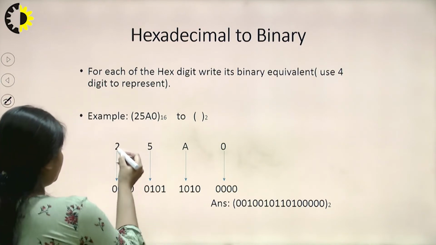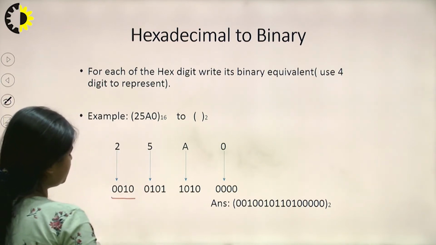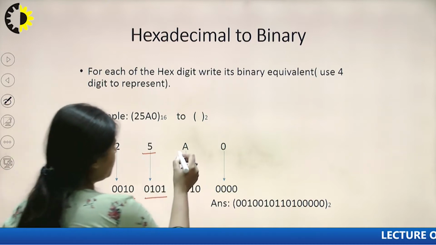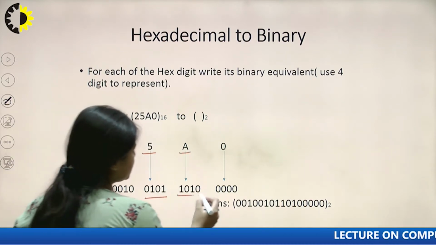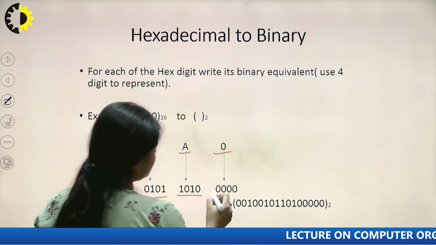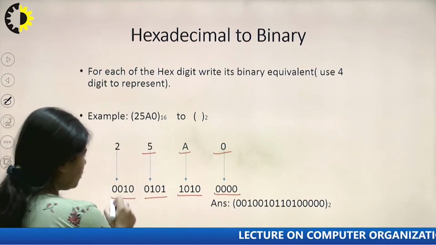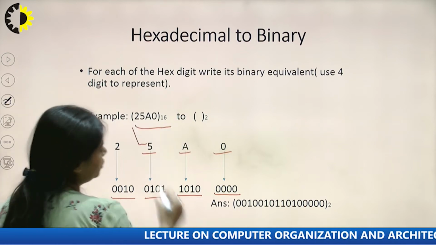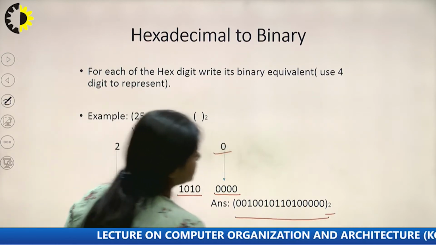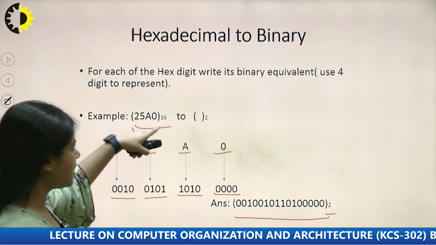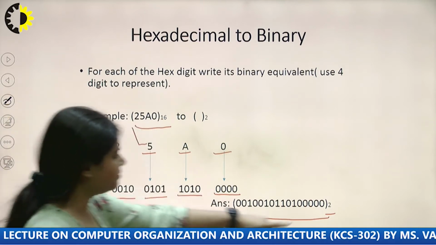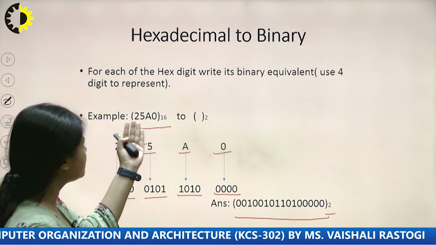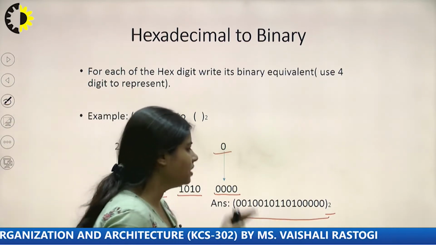So for 2 we write 0010. For 5 we write 0101. For A, we write 1010, and for 0, we write four zeros. We will combine all these digits and make the hexadecimal to binary conversion. Hexadecimal has base 16 and binary has base 2, so we can say that this hexadecimal number is equivalent to this binary number.